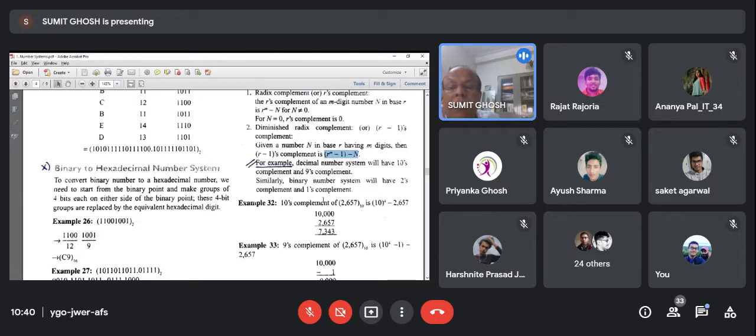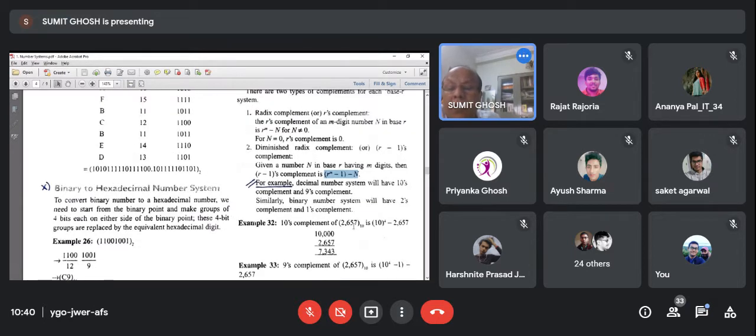Now, how to find the 10's complement? What is the formula? R to the power of m minus n. Now I'll explain what the different symbols are. R is the radix or base. For binary it is 2, for decimal it is 10, like this. What is m? m is the number of digits in the number. The number is capital N, and small m is the number of digits in that number. For example, what is m in this case?